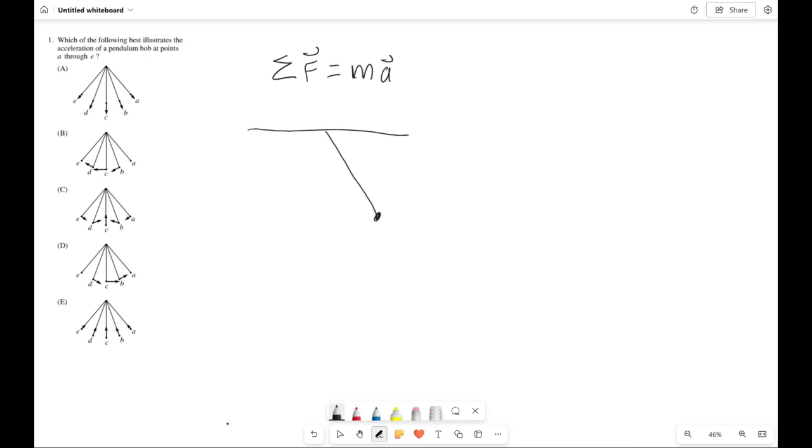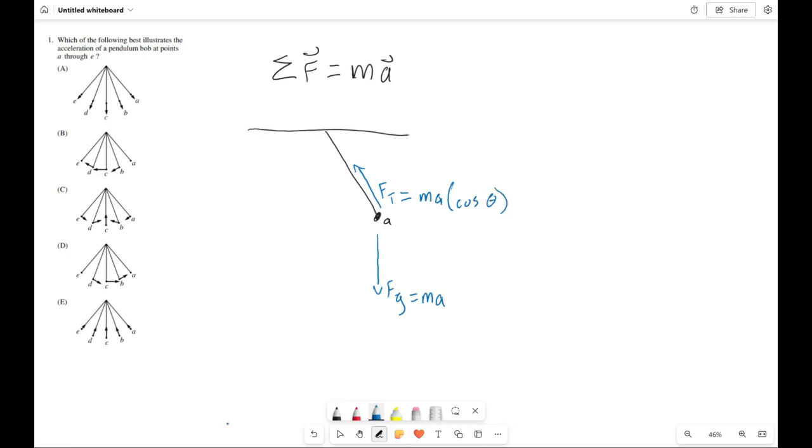Now here it is at point A, and we have a force of tension coming up the string, and we have a force of gravity coming down. Now the force of gravity is going to be equal to mass times acceleration, and the force of tension is going to be equal to mass times acceleration times the cosine of theta.